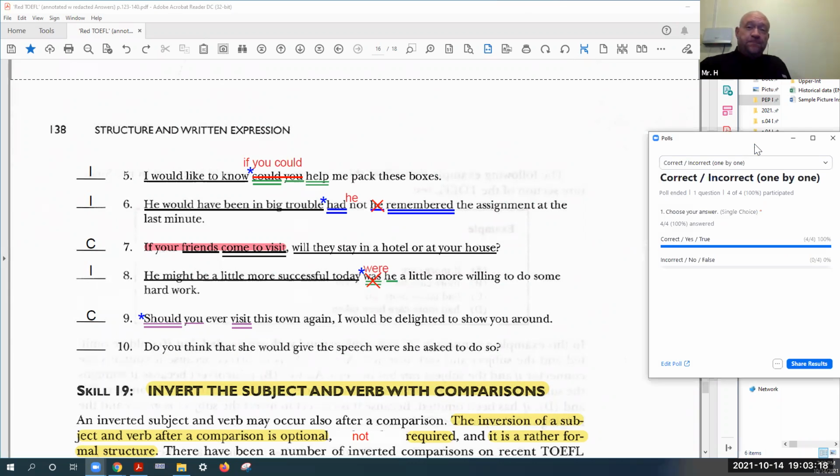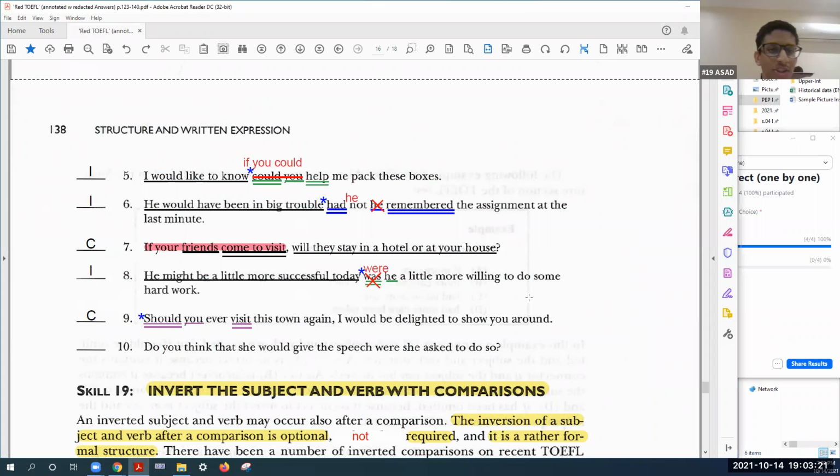Assad, it's your turn. Do you think that she would give the speech? I forgot to mention in number 9, where's the main clause in number 9, guys? I would be delighted to show you. All right, good. Now let's do 10. So find the verb. Is there only one part? No, that's not what I mean.